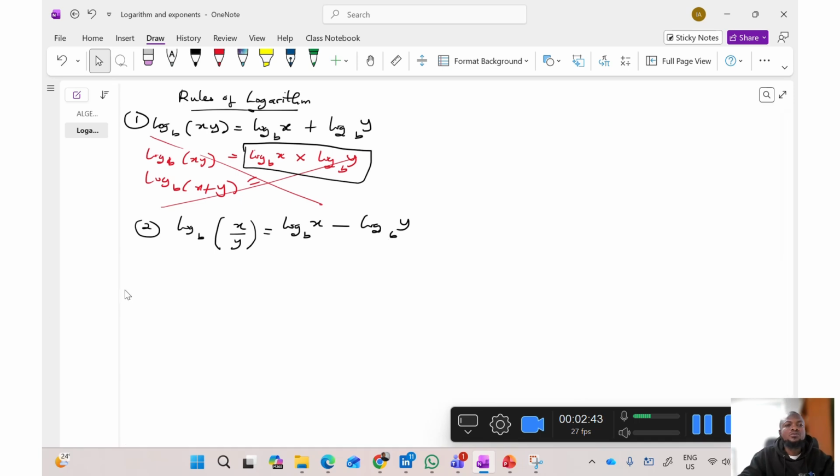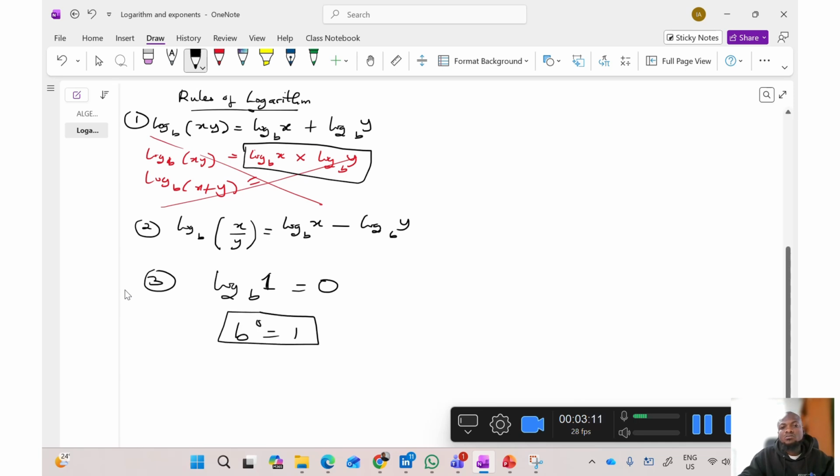Now, for the third rule. The third rule states that the logarithm of 1 to any base is equal to 0. That means the logarithm of 1 is equal to 0, because you can write this as b raised to the power 0 is equal to 1, right? So b raised to the power 0 is 1. So this and this expression are the same. I hope this is understood. So the logarithm of 1 to any base is equal to 0.